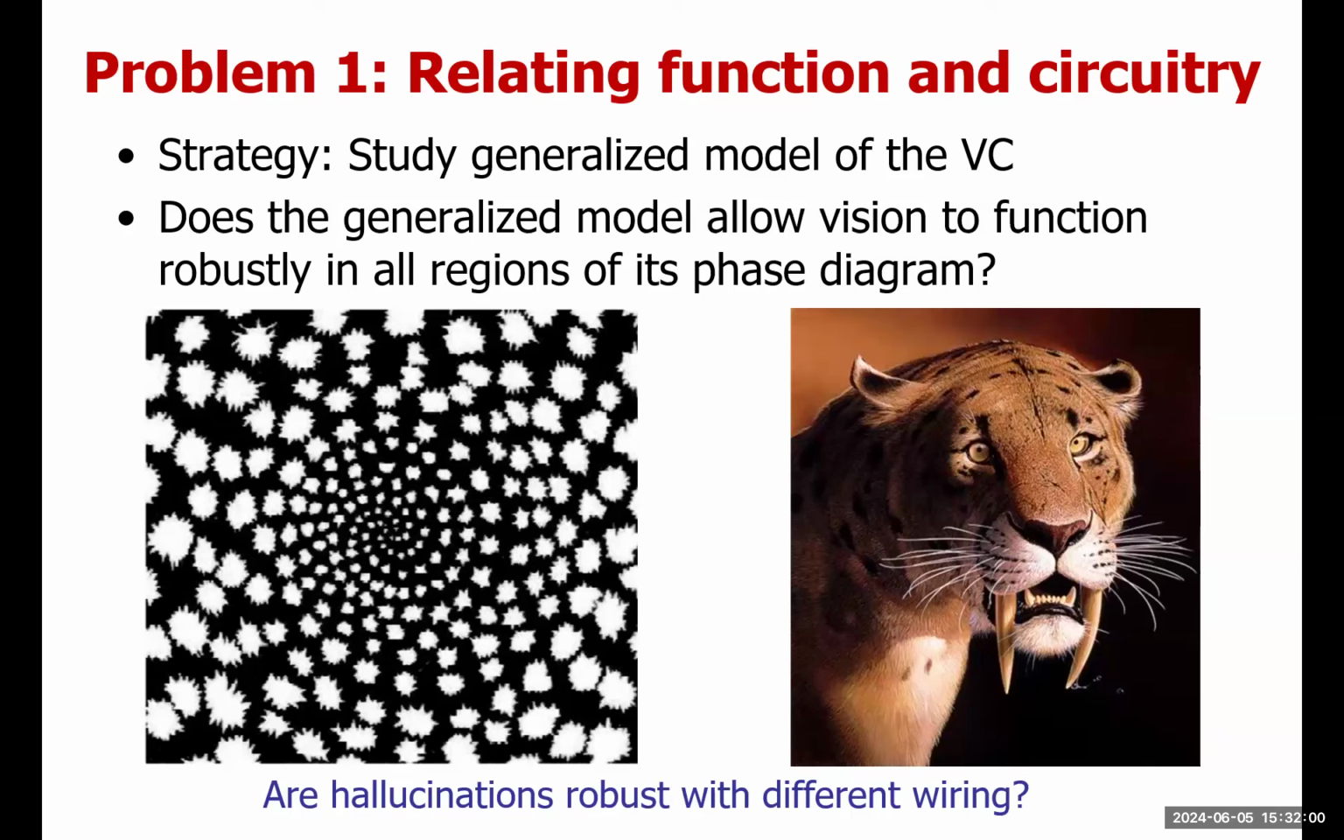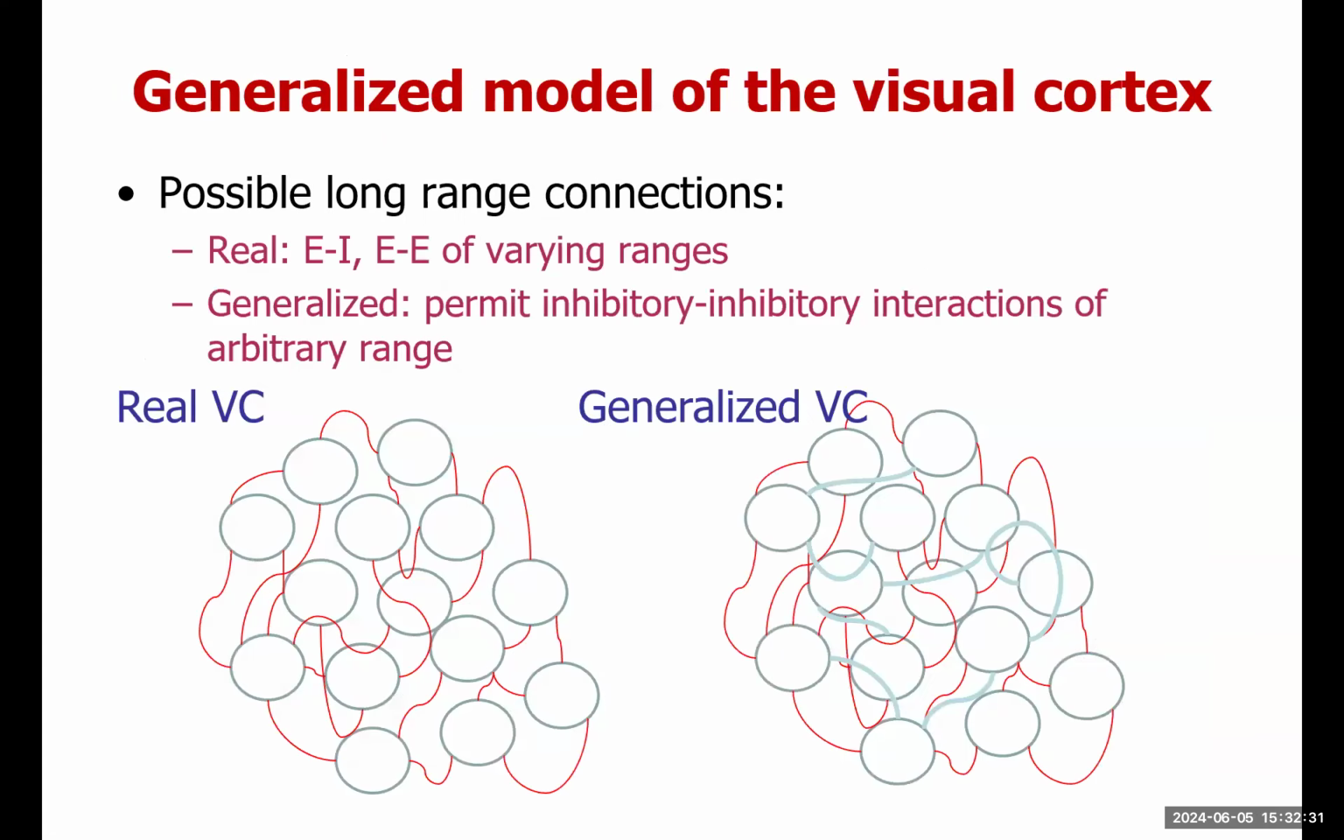mathematical model of the visual cortex with fluctuations, does this generalized model allow vision to function in all regions of its phase diagram? So remember what that means: if the vision is working, then in most of the phase diagram, you should see no pattern. This is the exact opposite of what we had before. Okay, this says you shouldn't have patterns. That's what we want, because we want to be able to see this and not that. Okay, so we're going to ask, are the hallucinations robust with different wiring?